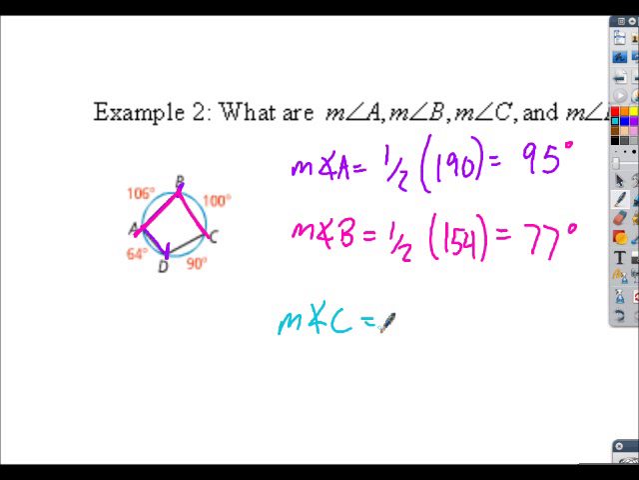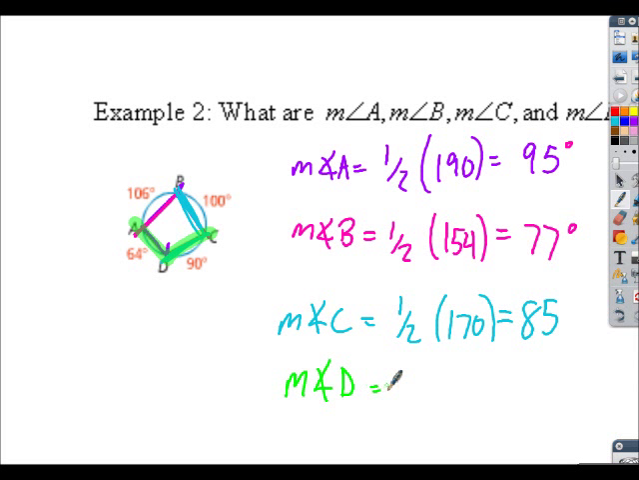The measure of angle C. Well, angle C is that angle right there. It cuts an arc that's equal to 170. So it's half of 170, which is 85. And the last one is angle D. And angle D is half of 206, which is 103. So again, we just take the arc, we cut it in half, and we have the angle. If we have the angle, we double it, and we have the arc.